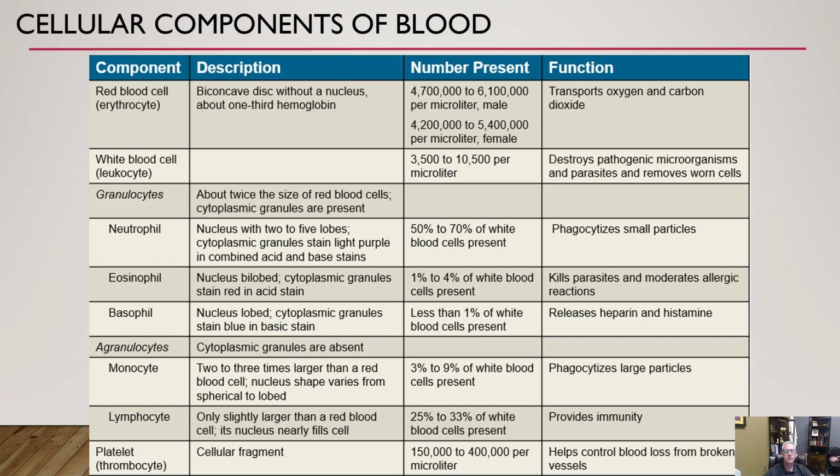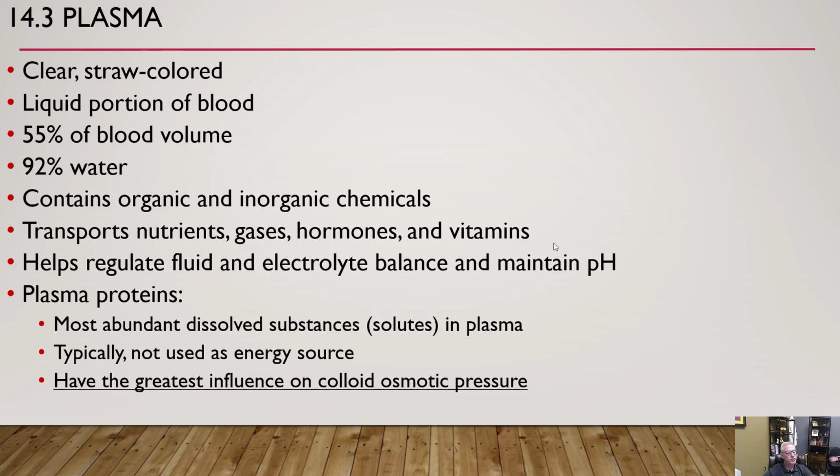So here's just a summary slide of what we've talked about so far. All right, plasma. So now we've switched from the left side of that picture chart that we talked about an hour ago to the right side, plasma. 55% of your blood volume is plasma, 92% of your plasma is water, and it contains a lot of organic material.